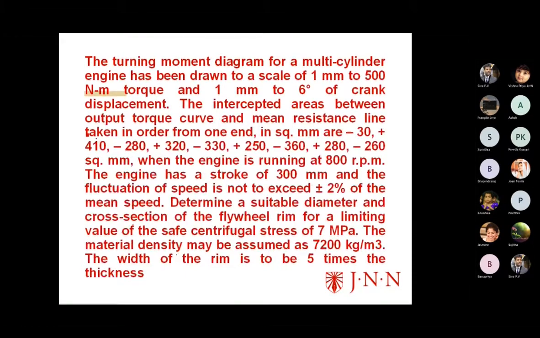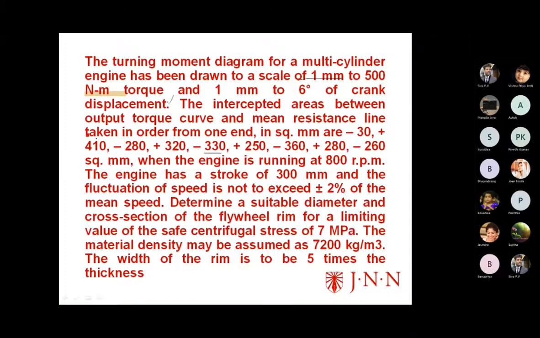So the problem: the turning moment diagram for a multi-cylinder engine has been drawn to a scale of 1 mm to 500 Newton meter torque and 1 mm to 6 degree of crank displacement. The intercepted areas between the output torque curve and mean torque line, taken in order from one end, in square mm, are minus 30, plus 410, minus 280, plus 320, minus 330, plus 250, minus 360, plus 280, minus 260 square mm.